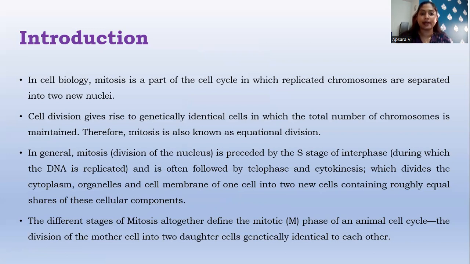In general, mitosis is preceded by the S stage of interphase, during which the DNA is replicated, and is often followed by telophase and cytokinesis, which divides the cytoplasm, organelles, and cell membrane of one cell into two new cells containing a roughly equal share of these cellular components. The different stages of mitosis altogether define the mitotic phase of an animal cell cycle, the division of the mother cell into two daughter cells genetically identical to each other.